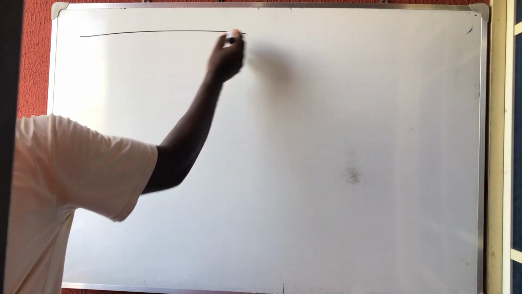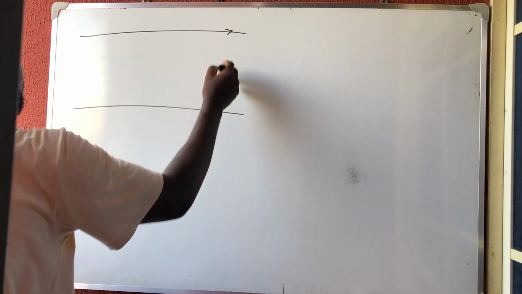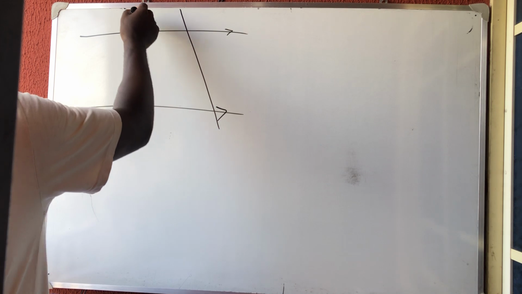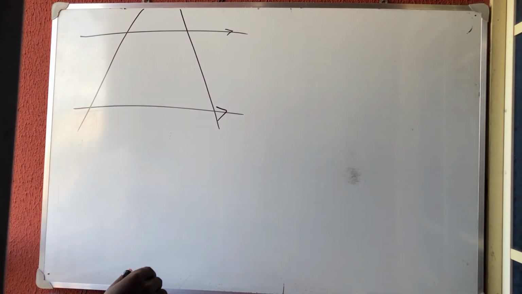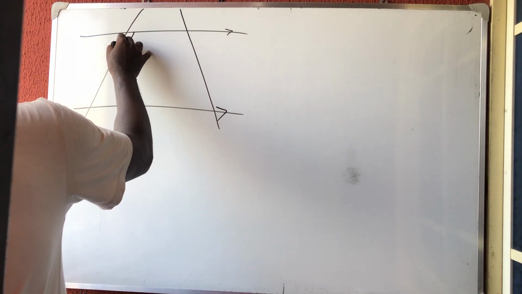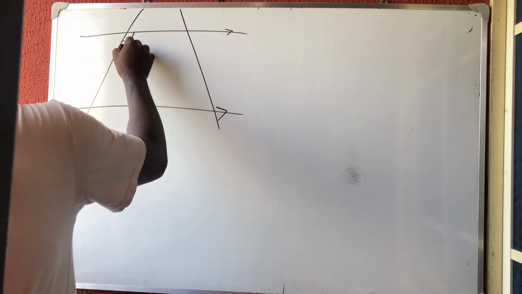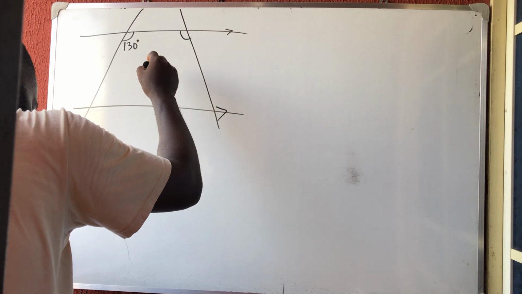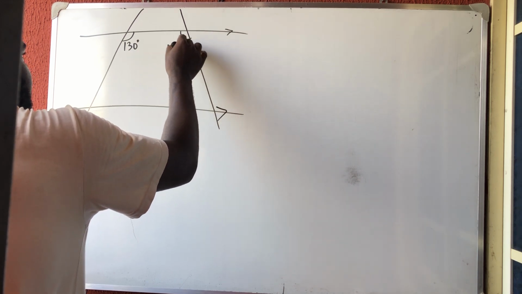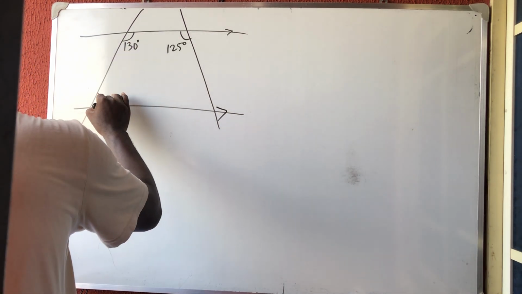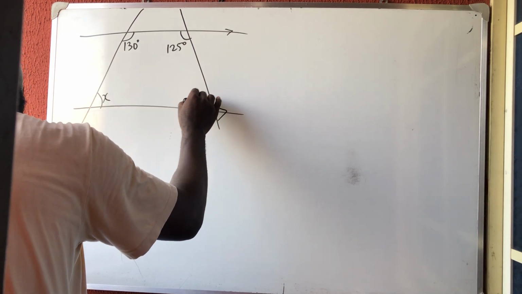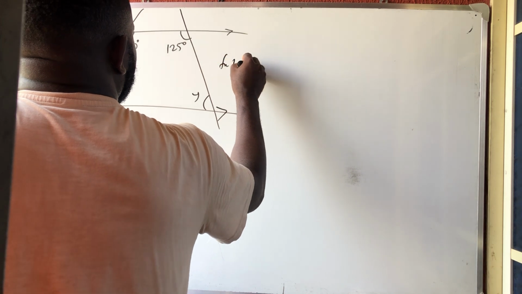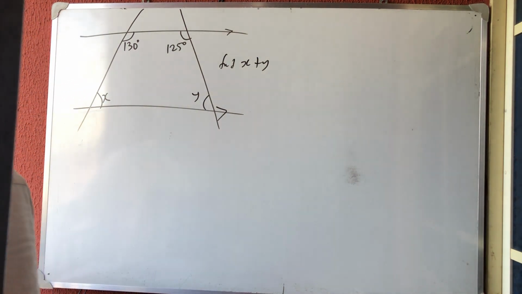I'm having straight lines like this that are parallel to each other. Then I now have this one that comes this way and this one comes this way, so they are not parallel to each other. They say that here is 130 degrees and that here is 125 degrees. They said that here is X and here is Y. Then I said we should find X plus Y.